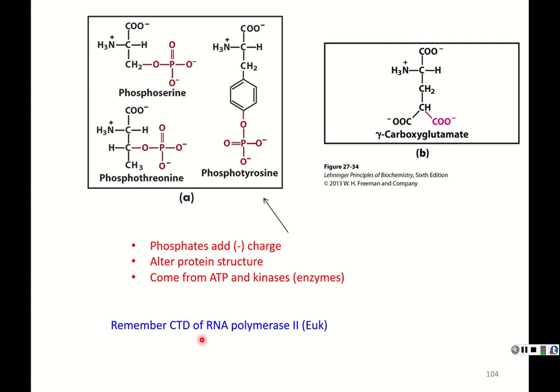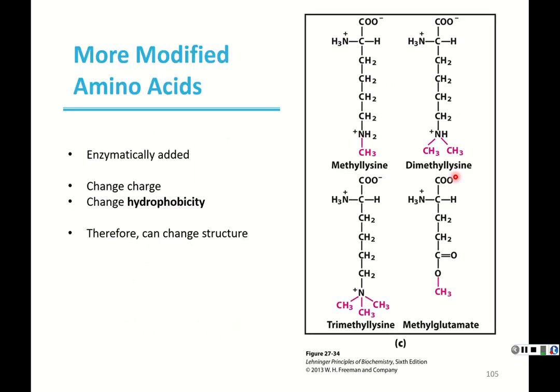And the most recent example we saw of this was the C-terminal domain of RNA polymerase II in eukaryotic cells. That C-terminal domain is heavily phosphorylated to initiate transcription. Okay. All right, you can also add things like carboxylic acid groups. So in this case, we have a glutamate amino acid that has an extra carboxylic acid added to it. Sort of similar to adding a phosphate in that you're adding an extra negative charge. Right, some more modified amino acids are shown here.